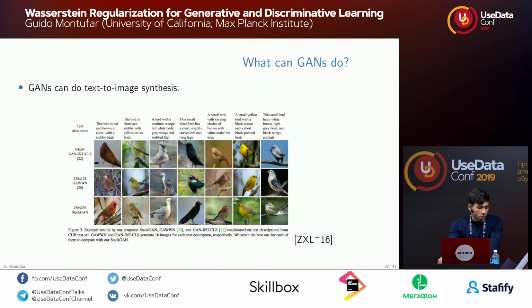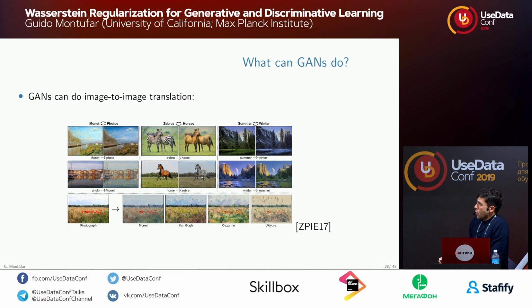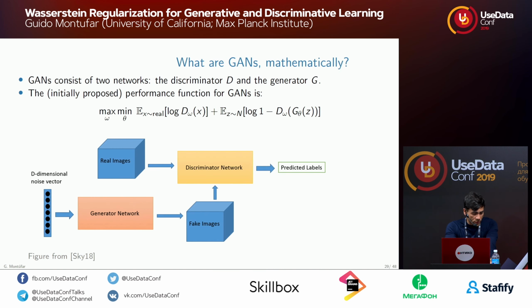Or they can do text-to-image synthesis. So you're giving some text, and then you recreate some images departing from there. Or you can do image-to-image translation, where you maybe change the colors or the time of the year in a picture. So they are very powerful. And mathematically, they look like this.